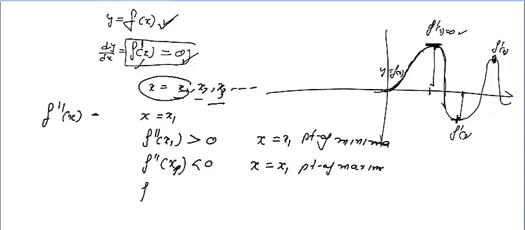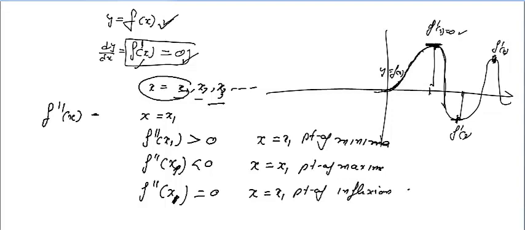And if you are getting the double derivative at x1 equal to 0, then x equal to x1 is a point of inflection. Inflection means neither a point of maxima nor a point of minima. So why it is so, I will give one very simple example.